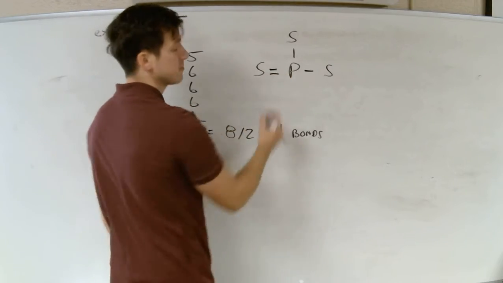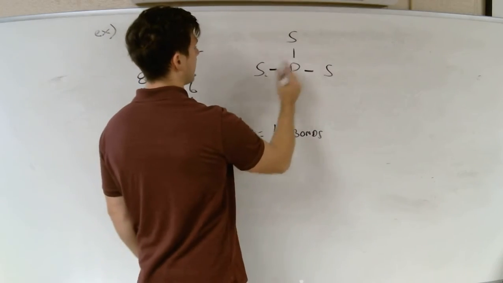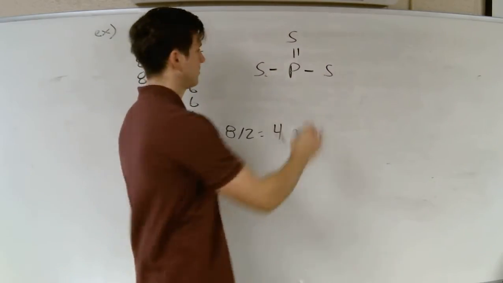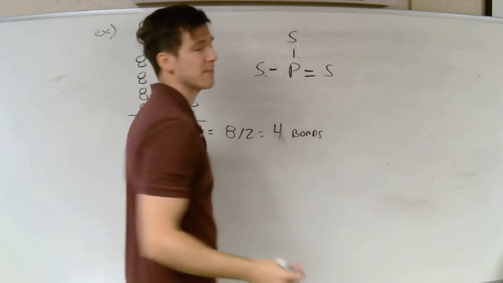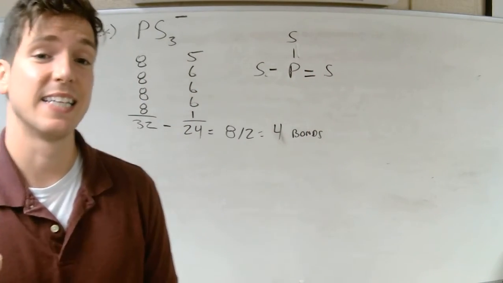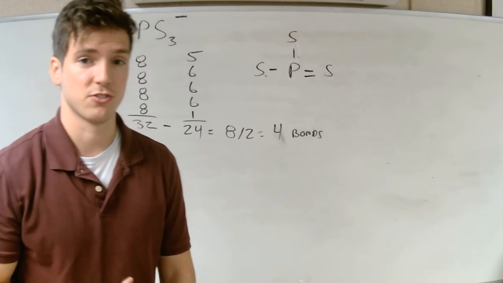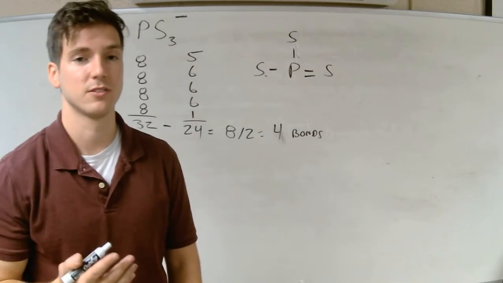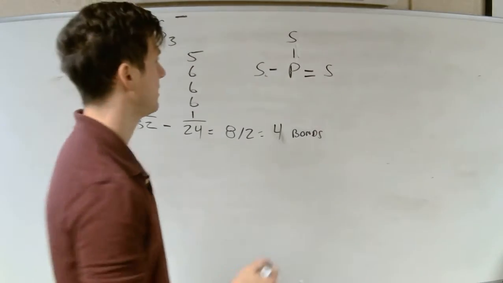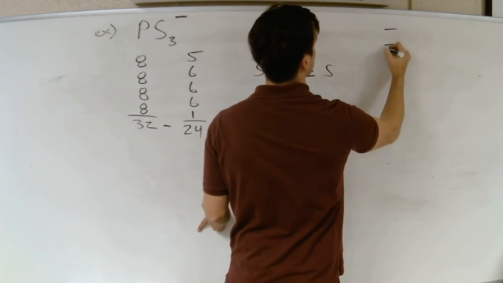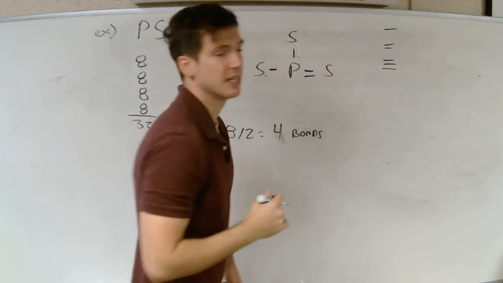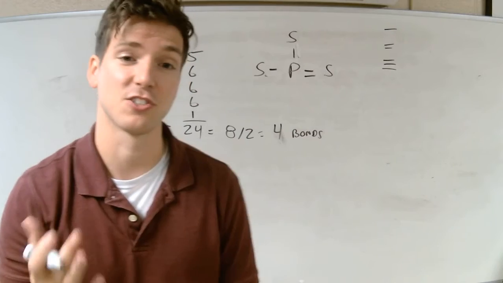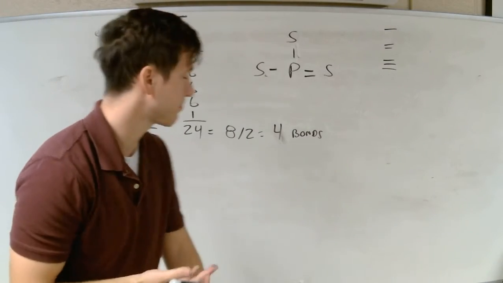You could put it here. You could put it here. Or you can put it here. It does not matter. Those are called resonance structures. But you have to include those 4 bonds. You'll see a single bond, you'll see a double bond, you'll see a triple bond even, but you'll never see a quadruple bond. That's just not a thing in chemistry.